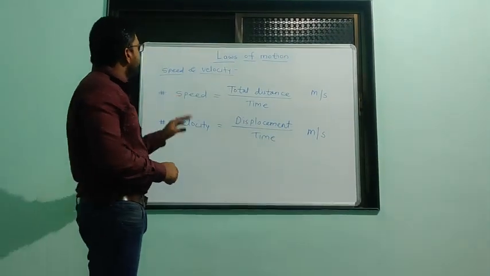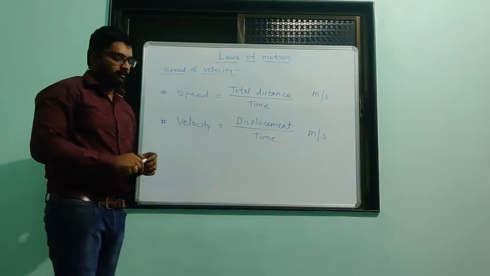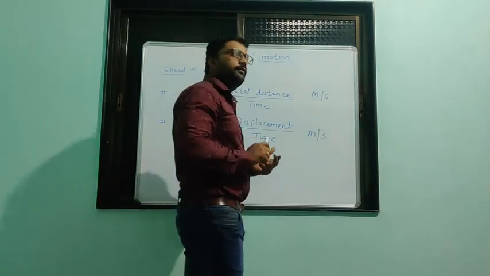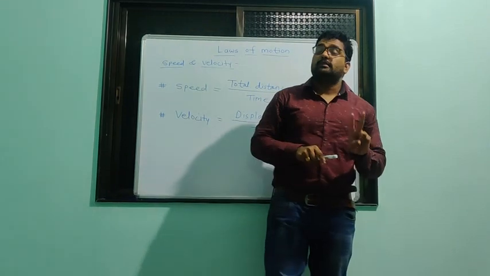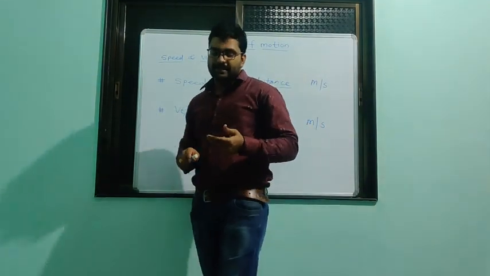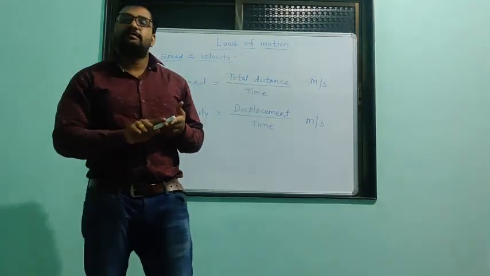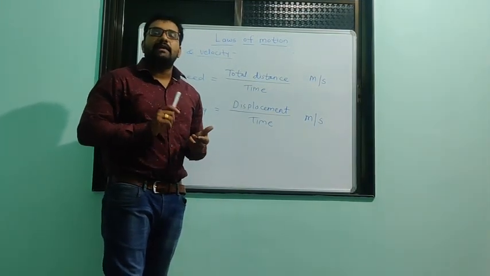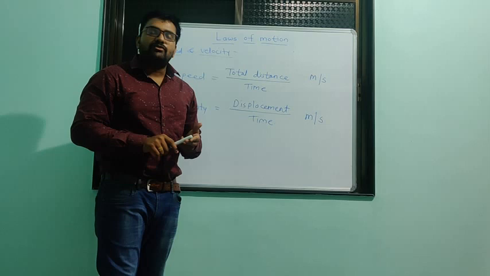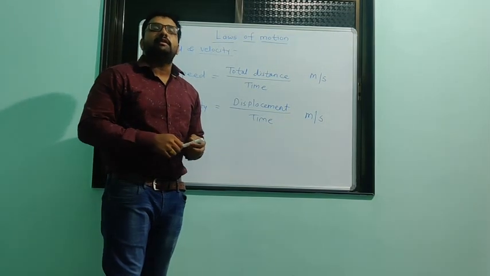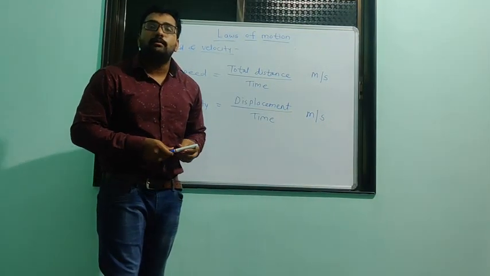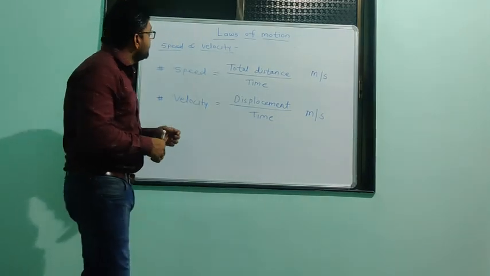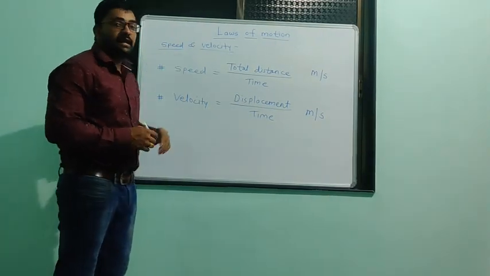So we have to see the next topic, speed and velocity. Before going to that, we have to recall the first two definitions that we studied, distance and displacement. Distance is simply the actual path covered, and displacement is the actual minimum distance between the initial and final point. Now these two things we have to see, speed and velocity.